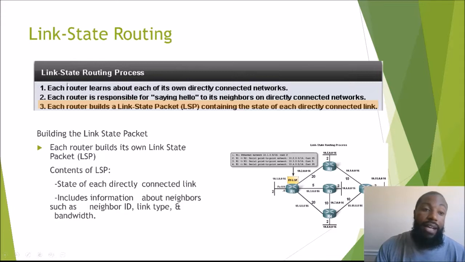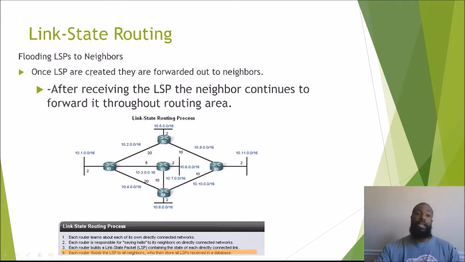Link state routing, the process. Each router learns about its own directly connected networks. You want to pause it, freeze frame it, whatever. Contents of the LSP includes information about its neighbors, such as neighbor ID, link type, and bandwidth. They do this just to make sure we know who is on the network. Flooding LSPs to neighbors. Once LSPs are created, they are forwarded out to neighbors. After receiving the LSP, the neighbor continues to forward it throughout the routing area.